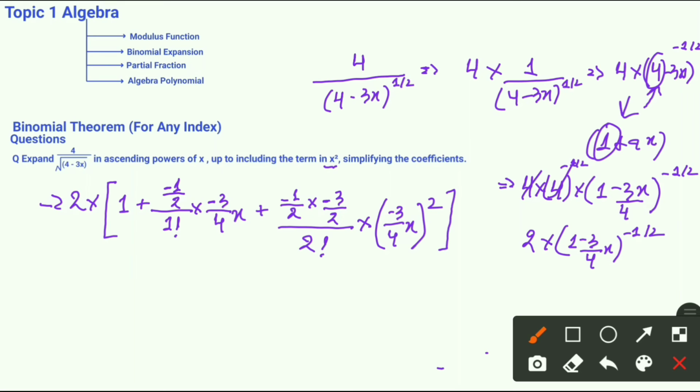If we try to simplify this one more, then minus 1 upon 2 multiplied by minus 3 upon 4, so minus times minus is plus, and the second term would be 3 upon 8 x. First term, second term, third term, minus times minus is plus, and 3 upon 4, 3 upon 4 upon 2 factorial. So it's going to be 3 upon 8. 3 upon 8 multiplied by 9 upon 16 x squared.